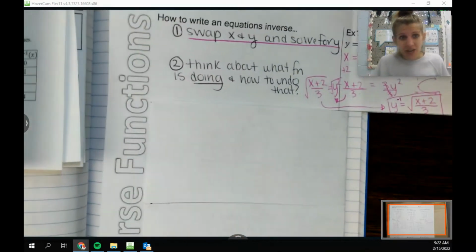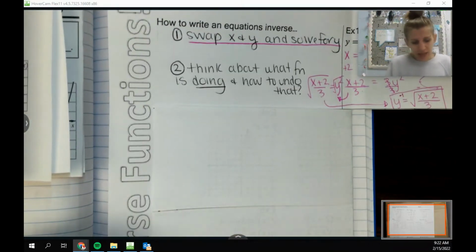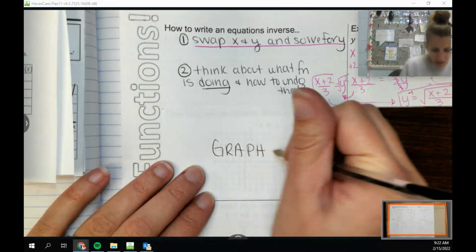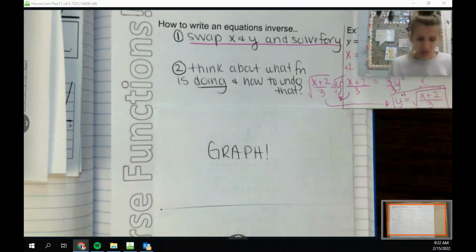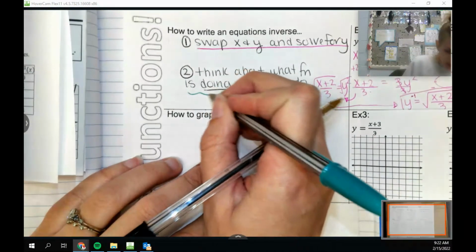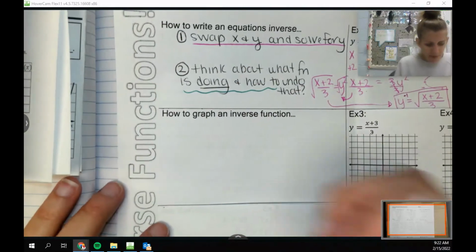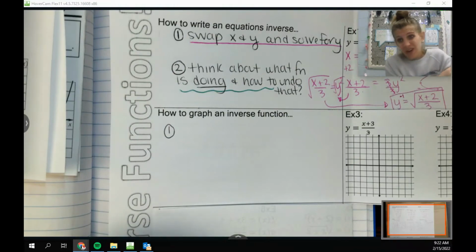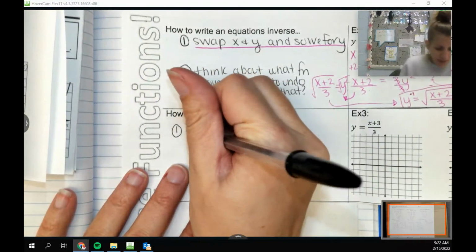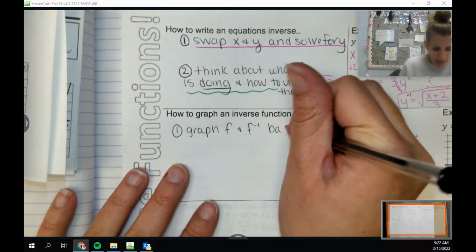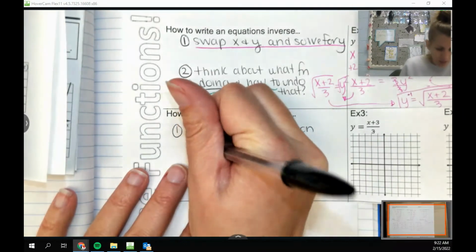Another thing to consider is instead of looking at the equation, when we are looking at the graph of a function and its inverse, okay? So if we're going to think about graphing it, again, one of two ways. First way is just graph them straight up. So graph your function and your inverse function based on what you know about their shape.